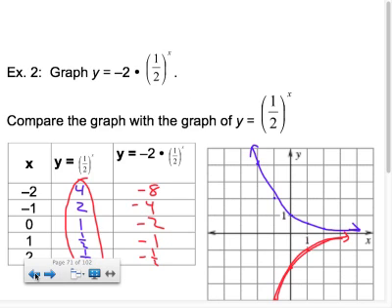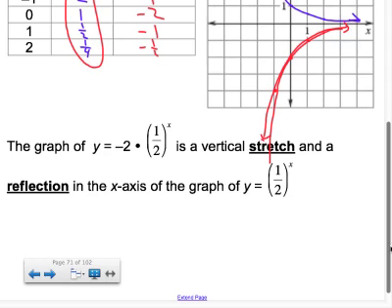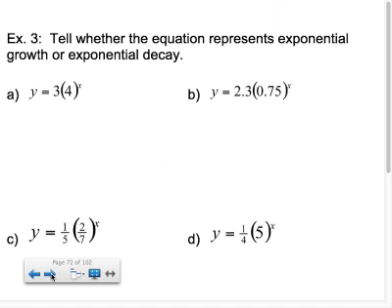Let me just back up a step here and just review this real quick too. So remember, what you're looking at for stretch and reflection is the A value. If the A value is negative, it's got to be a reflection. If the A value is bigger than 1, which 2 is bigger than 1, it's a stretch. If this 2 were less than 1, in other words, if it was like 1/2 or 1/4, then it would be a shrink, where it would be a lot flatter, okay, or a lot wider.